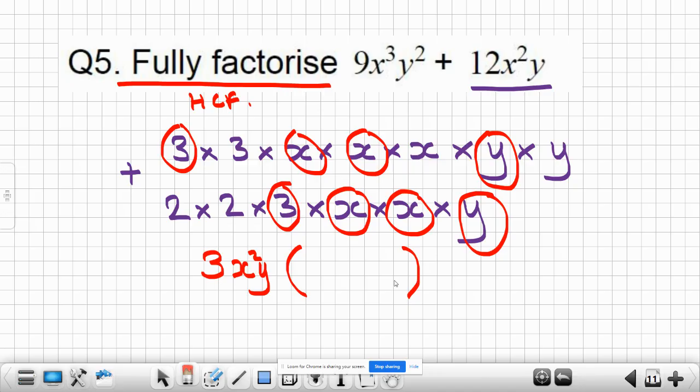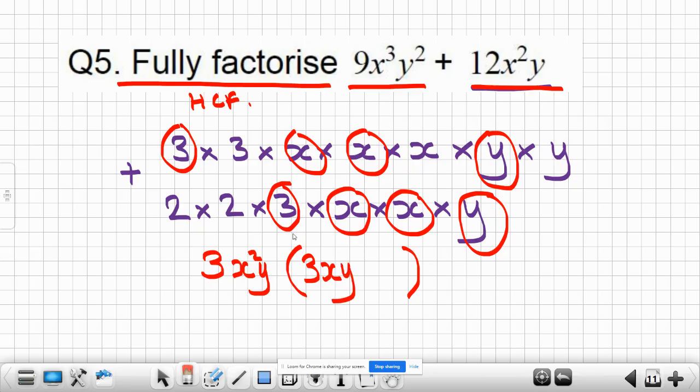And let's remember that factorising is a division. So what we're going to say to ourselves is, if we divide by 3x squared y, what would remain of the first term and what would remain of the second term. So let's go for it. 9 divided by 3 is 3. x cubed divided by x squared leaves x, and y squared divided by y leaves y.